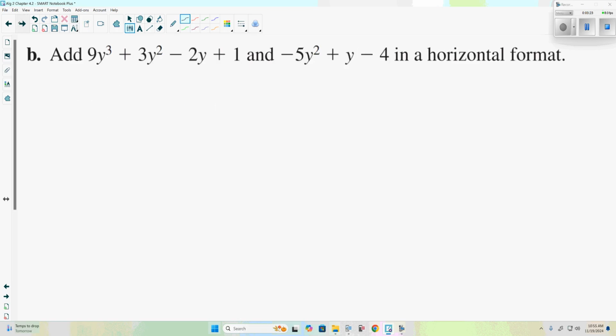Okay. Next one we're going to do is horizontally. So we've seen one vertically, we're going to do one horizontally. So horizontally just means that we rewrite it. 9y cubed plus 3y squared minus 2y plus 1 plus negative 5y squared plus y minus 4. We're going to write it horizontally.